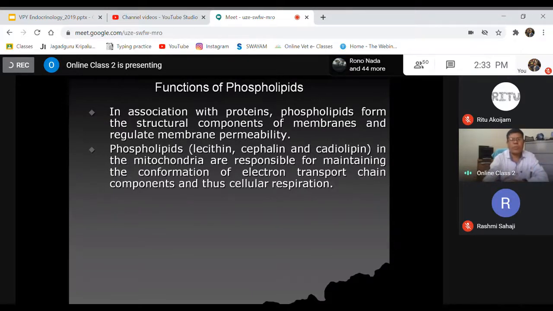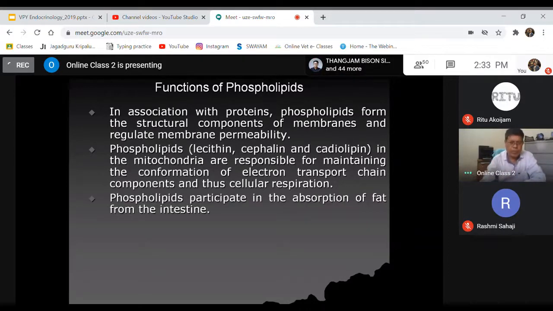So these phospholipids are responsible for maintaining the conformation of electron transport chain components. Thus, they are responsible for cellular respiration, because if the conformation of the protein complexes is not maintained, they cannot perform their function. That means the phospholipids are responsible for maintaining the conformation, which ultimately controls cellular respiration.